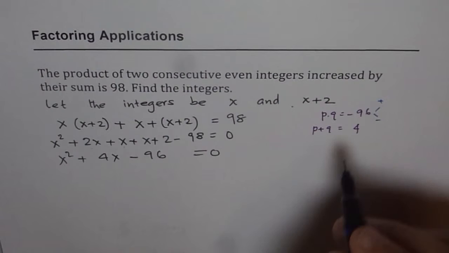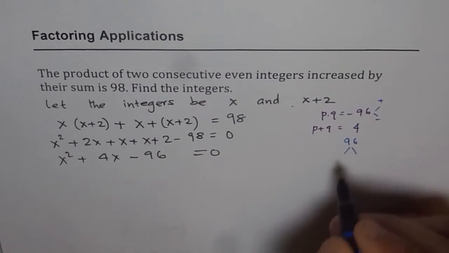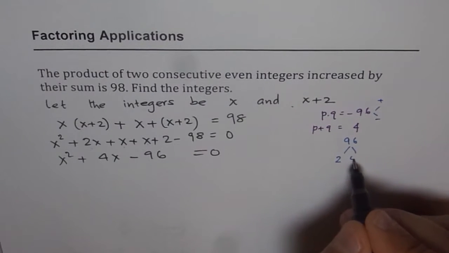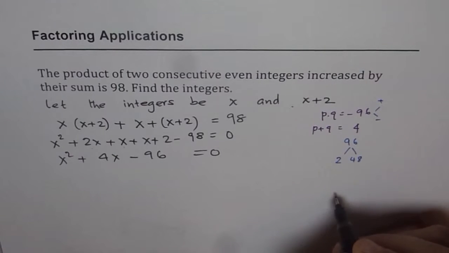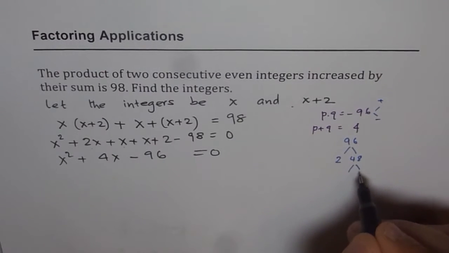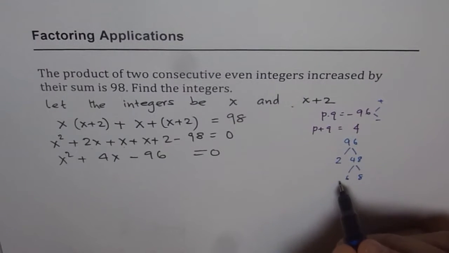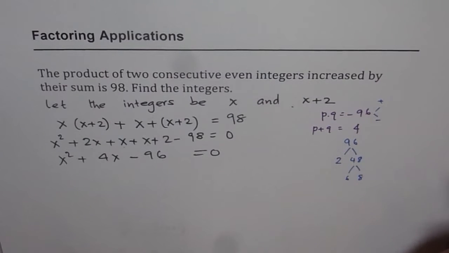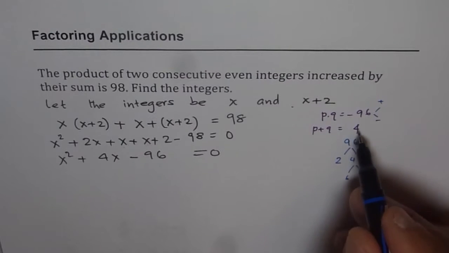Now how to get the numbers? We can do prime factorization. So 96 can be divided by 2, for example. Then 2 times 48, right? 2 goes 4 times in 9, you get 16, so you get 48. And 48 is like 6 times 8. Now whenever you multiply these numbers, their product is going to be 96, correct? That we know. But we are looking for a combination which could give us 4.